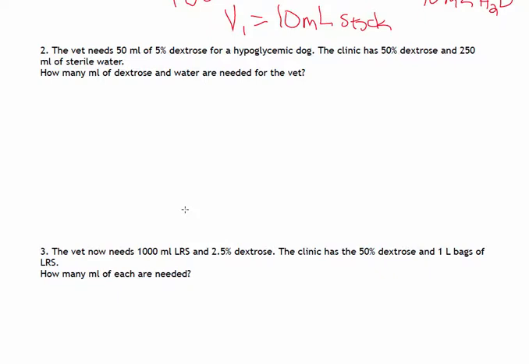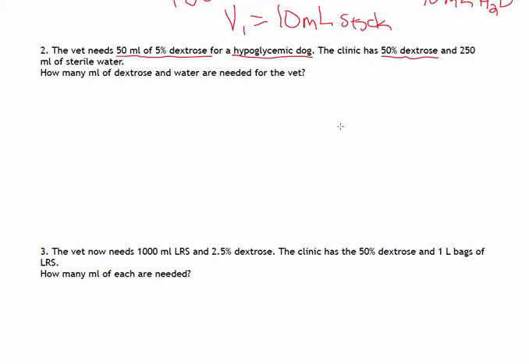Okay, so in the second question, we're going to do something very similar. We'll start off with that same equation. In this case, your application is going to be 50 mils of a 5% dextrose solution. Dextrose is a carbohydrate solution, and that makes sense because you're trying to give this to a hypoglycemic dog who has low blood sugar. And your stock solution is 50% dextrose. You're going to need that information too.